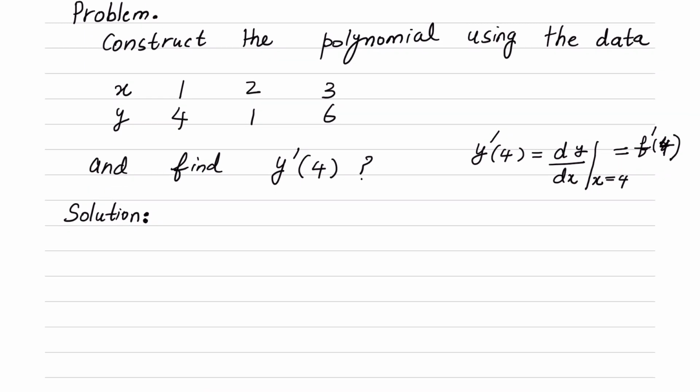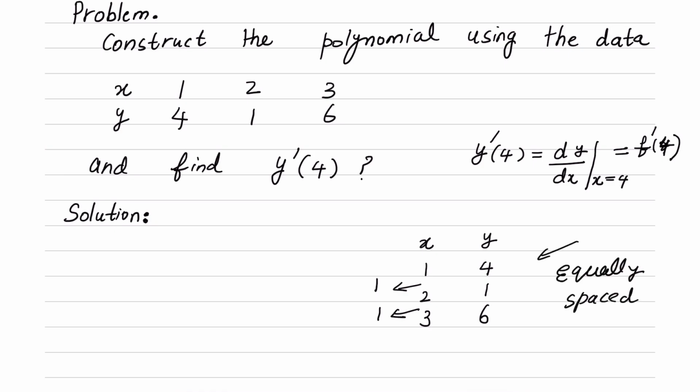So what method we shall use to construct the polynomial? Let's look at the data. X values and y values: 1, 2, 3, 4, 1, 6. To decide what method we shall use to construct the polynomial, first we will look at the data and see if it is equally spaced or not. To see that, we calculate the difference between every two consecutive x values. 2 minus 1 is 1 and 3 minus 2 is 1. So the difference between every two consecutive x values is the same all along the data. So this data is equally spaced.